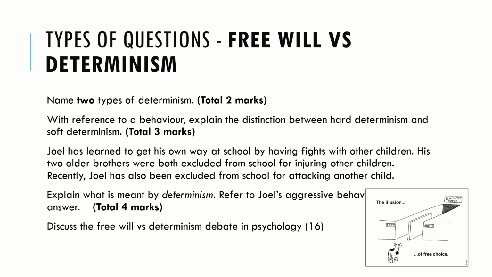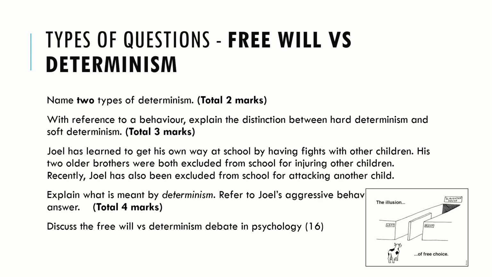Okay, just a couple of the types of questions, as simple as name two types of determinism for 2 marks, with reference to a behaviour. So again, this is where this skill of application comes in, where you need to think about areas in the specification and make links with areas in the specification. That's determinism, that allows for free will, and you can draw them in. And that's to explain the distinction between hard and soft determinism. So you have to understand and be able to compare all of these definitions as well.